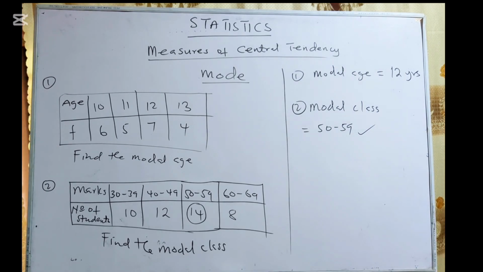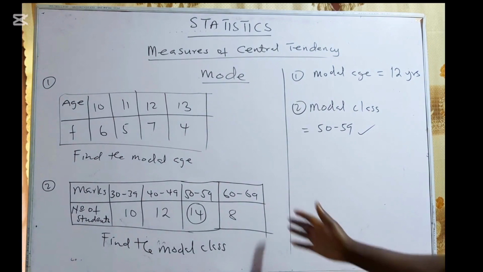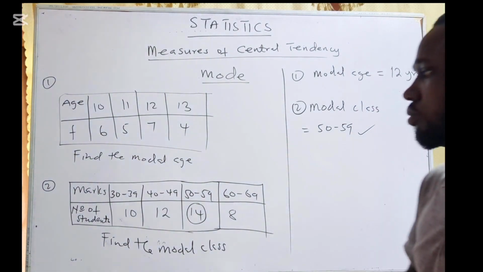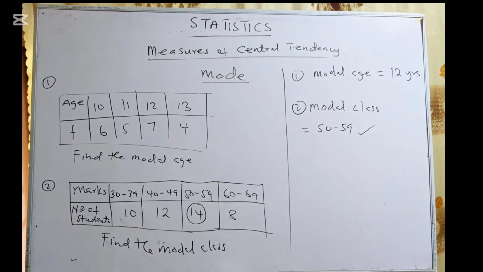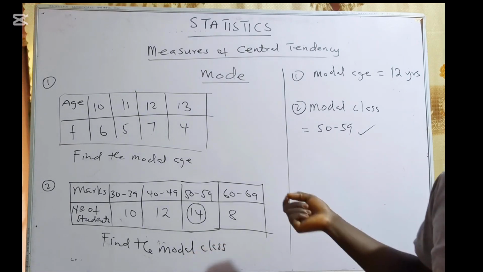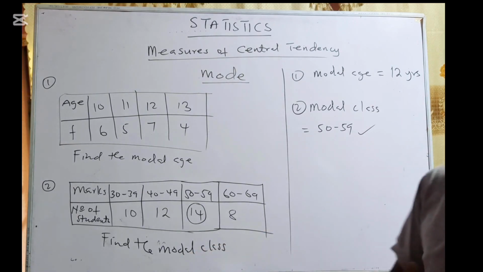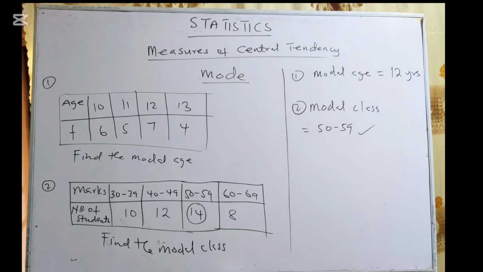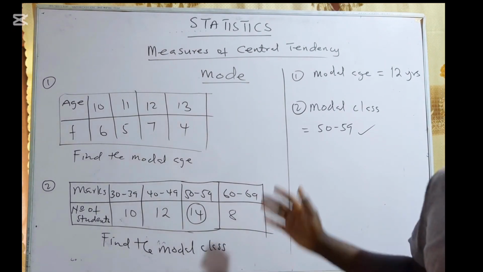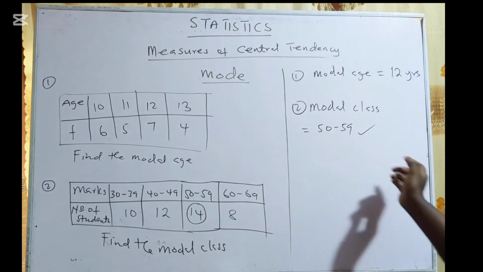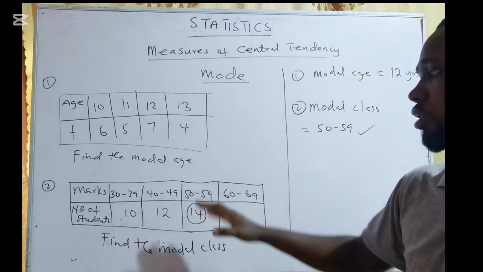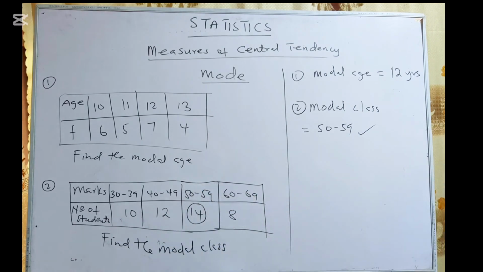So these are some of the questions that they can ask you on mode. Sometimes with the grouped frequency distribution, they can also ask you to find the actual mode. There is a formula we can also use. As time goes, we will go through that formula and also look at how we can find the actual value of a given grouped frequency distribution table.